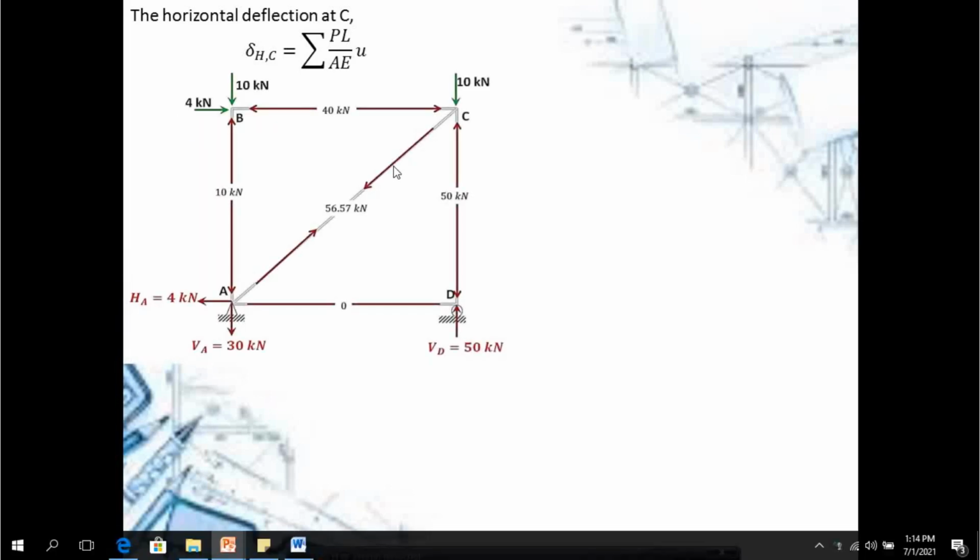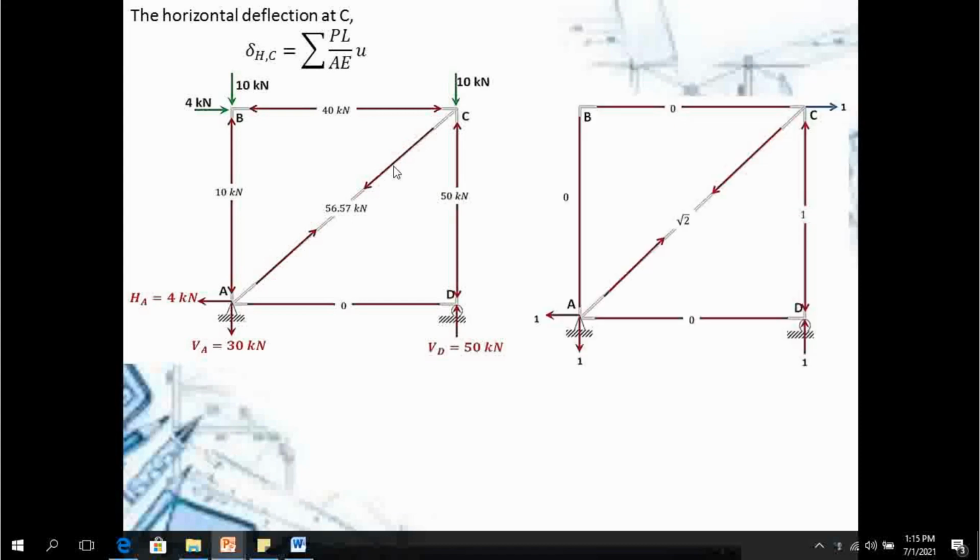Now, after na nakuha nyo yung mga values ng mga internal forces of each members, we can now use this equation to determine the horizontal deflection at C. Diba, this is the figure, or these are the values dun sa may internal forces ng members using the external loads. Ito naman yung values ng internal forces ng members applying a 1 unit load.